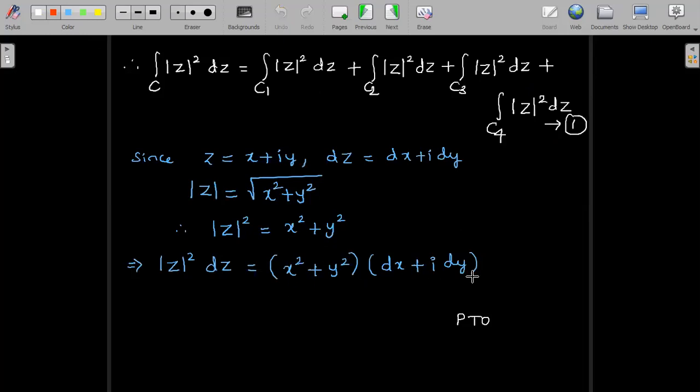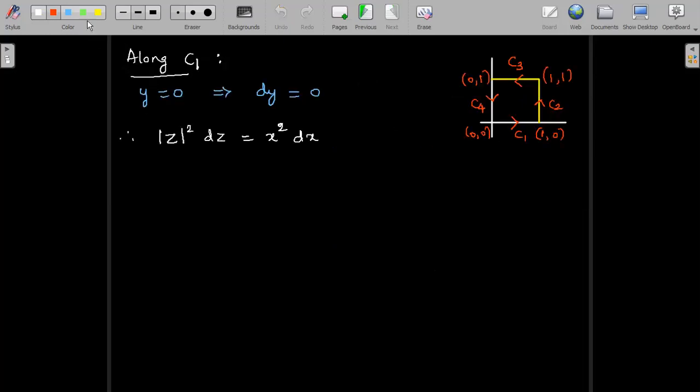x square plus y square into dx plus i dy. So just write it down here for your convenience. So this is mod z the whole square dz, which is nothing but x square plus y square multiplied by dx plus i into dy. Just for understanding purposes, I've written it here in the rough work. So what happens when y is 0? This is 0, dy is 0. So I just have x square into dx. The same thing I've written here.